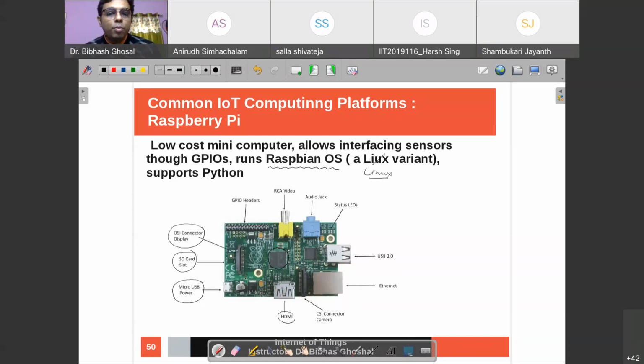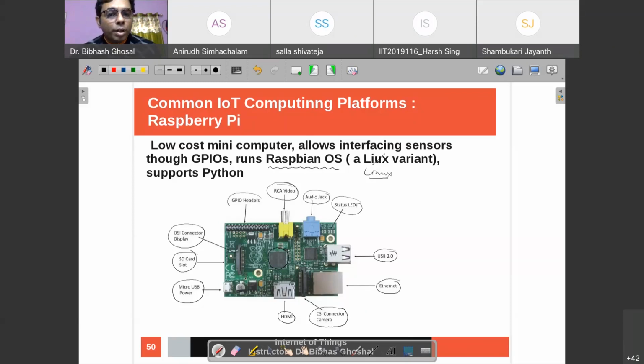You have an HDMI port for interchange of multimedia data. You have a camera connector. You have a connection for internet, a wired or LAN connection. You have a USB where you can connect your keyboard and mouse. You have status LEDs to give you an indication of whether the board is working correctly or not. You have an audio jack through which you can get audio signals. You have a provision to capture video.